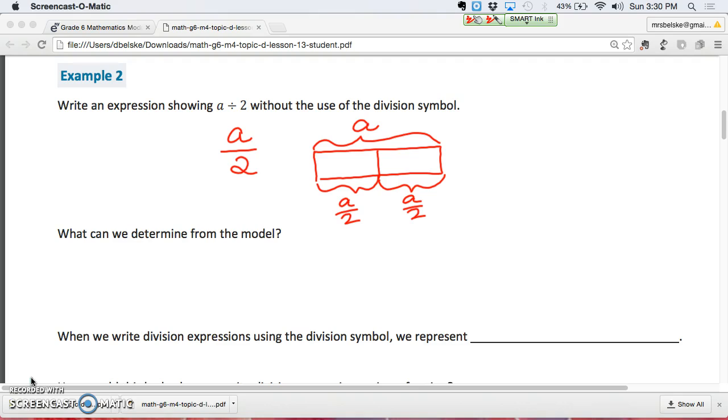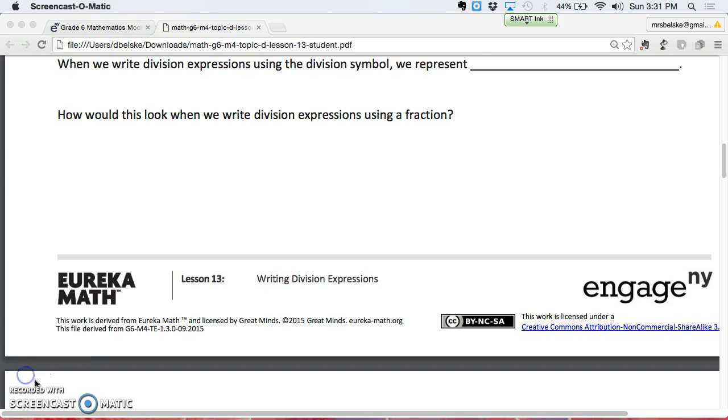When we write division expressions using the division symbol, we represent blank. I would say probably our best answer there is fractions. We're showing fractions in a different way, and we're seeing the connections between fractions and division. It asks, how would this look when we write division expressions using a fraction?